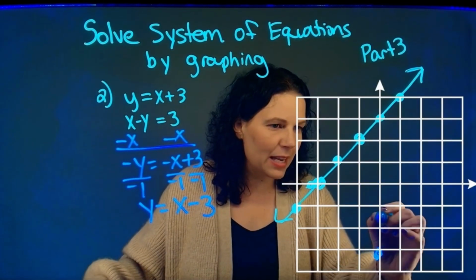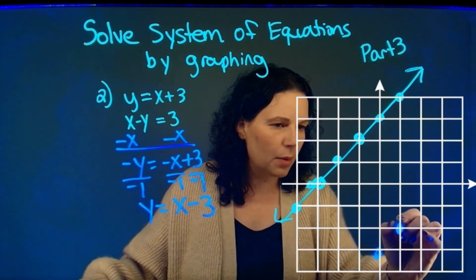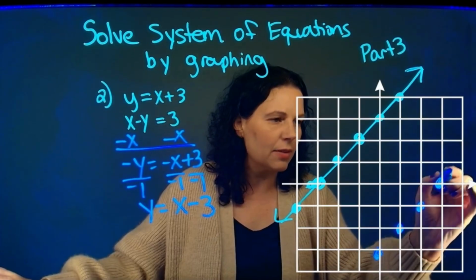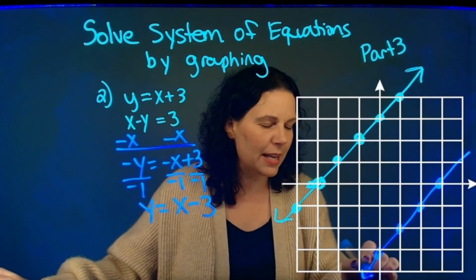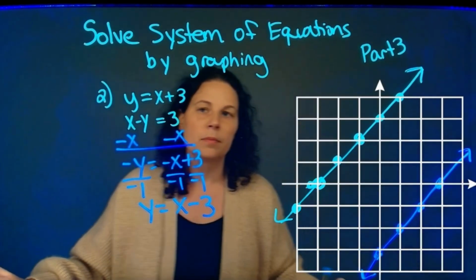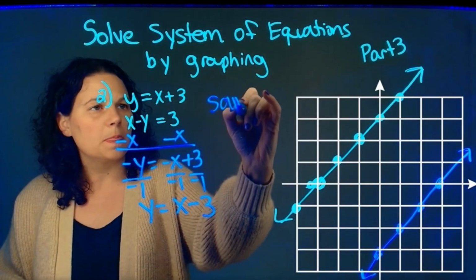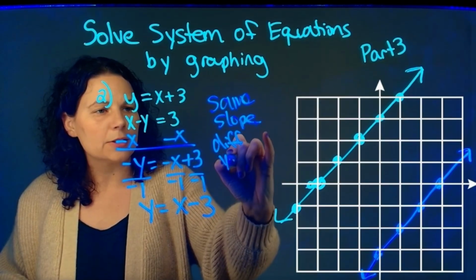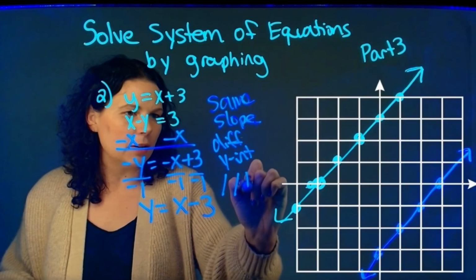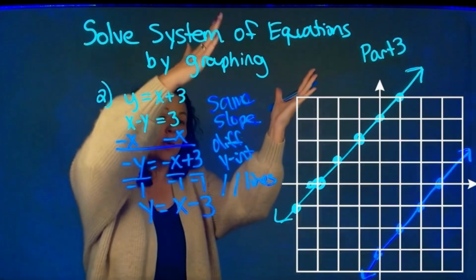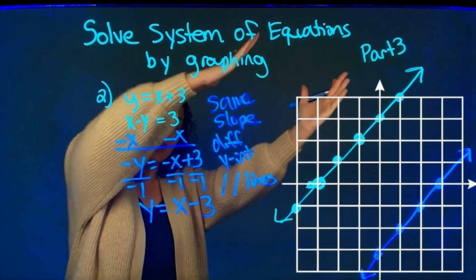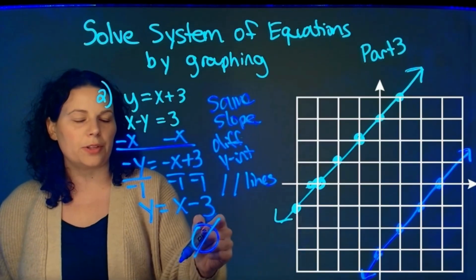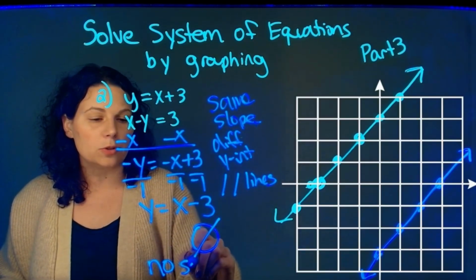And then we've got the same slope. When we were solving and writing the equations of lines, we found out that if they have the same slope, these are parallel lines. Same slope, different y-intercept. These are parallel lines. Are they ever going to be the same? They are parallel forever and ever and ever. So this one actually has no solution. We abbreviate that with a circle with a line through it, or you can write no solution.